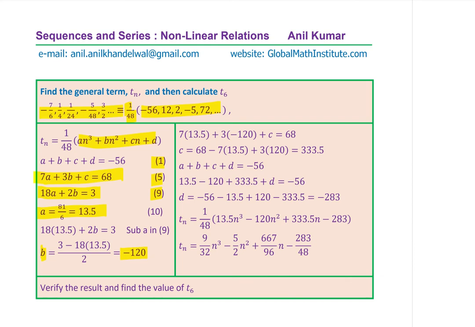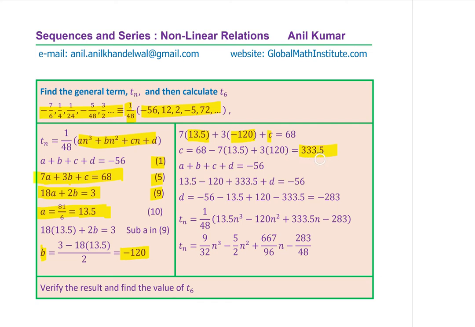We know both A and B. A being 13.5 and B is minus 120. Substituting the value of A and B, we can now calculate the value of C. So rearrange and calculate the value of C. It comes to 68 minus 7 times 13.5 plus 3 times 120, and that is 333.5.